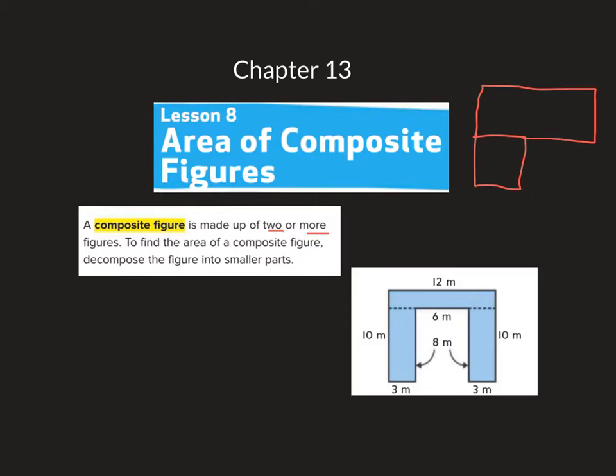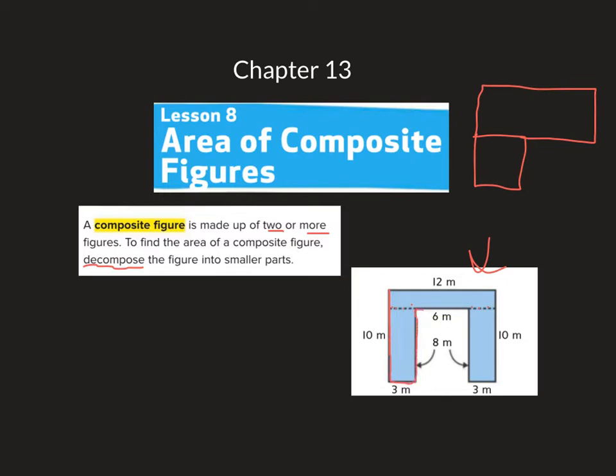To find the area of a composite figure, we have to decompose or cut it into smaller figures, into smaller parts. So for example, this would be a composite figure. Normally, they aren't going to draw these dotted lines here for you. You're going to have to put them in yourself. But the figure would look like this.